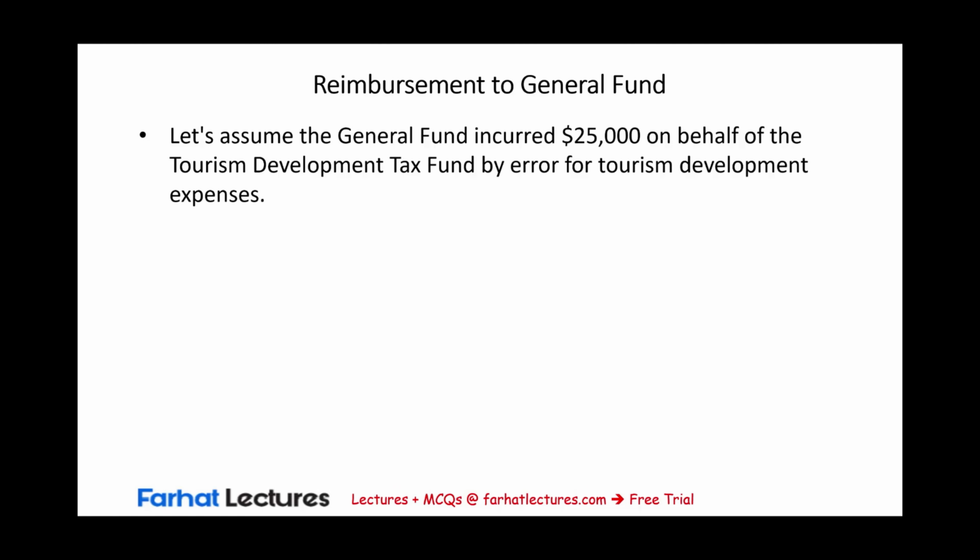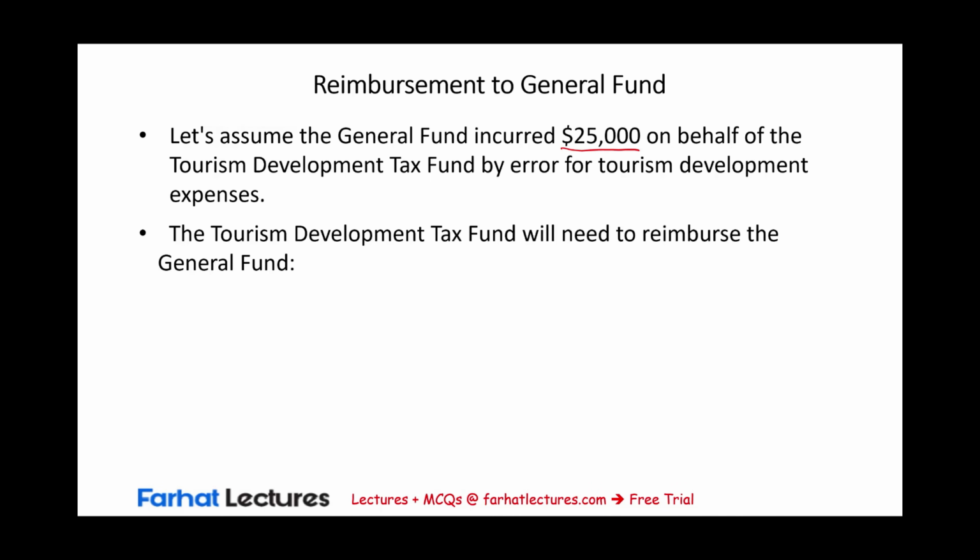Reimbursement to general fund. Let's assume the general fund incurred $25,000 on behalf of the Tourism Development Tax Fund by error for tourism development expense. So the general fund spent $25,000. They should not have spent it. What do we have to do? We'll need to reimburse them because they paid for it; whoever wrote this check made a mistake. This is not our responsibility. This is the tourism fund's responsibility. So the Tourism Development Tax Fund will need to reimburse them.